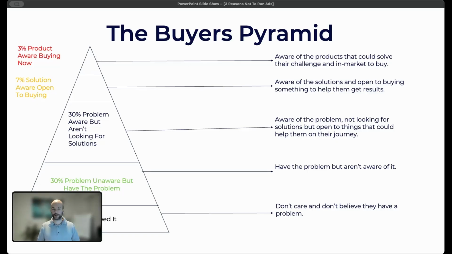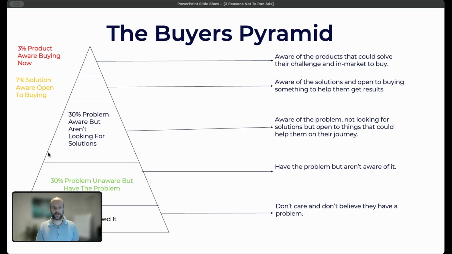Like if you're in market for shoes, for example, you know you're in market for shoes. I need to find a pair of shoes. You would be in that 3%. There's 7% that are open to buying and know that they need a new pair of shoes, but they're not desperate. They're like, oh, if a good pair of shoes comes across, then I'll buy them.